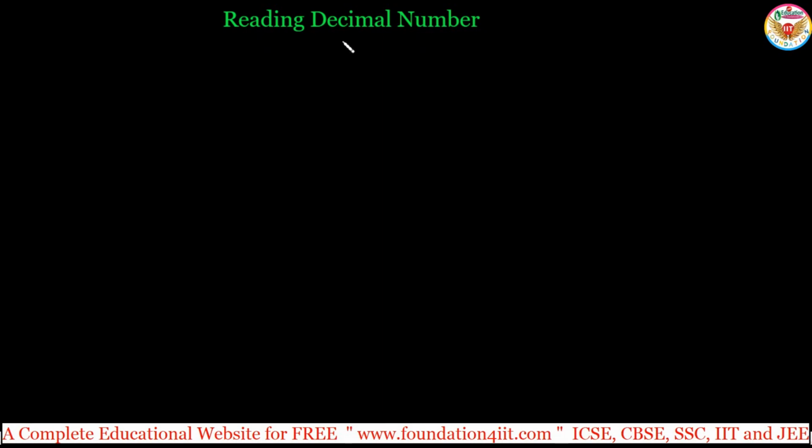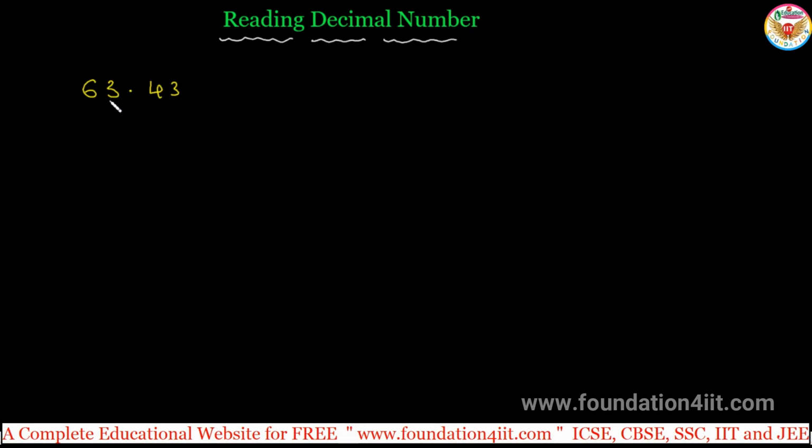Reading the decimal number. Even higher class students get confused about how to read decimal numbers. So in class 7th we need to learn this clearly, whether reading, answering questions in the examination, or writing in the notebook. We need to read in the proper order. There is an integral part and a decimal part. For example, let us take one decimal number, 63 point 43.